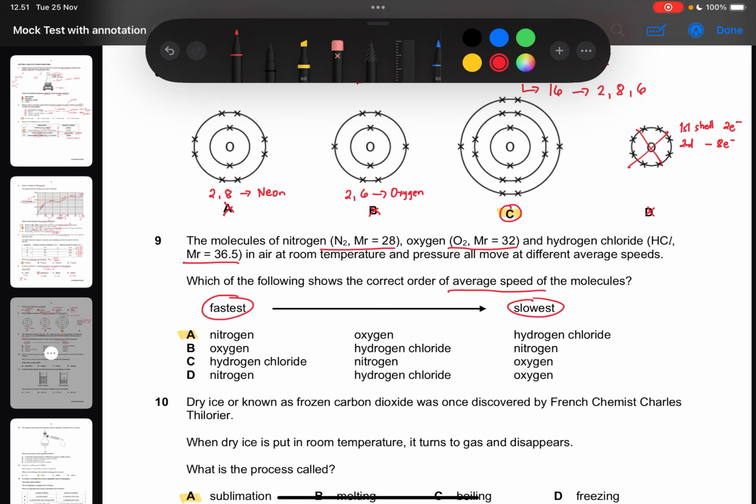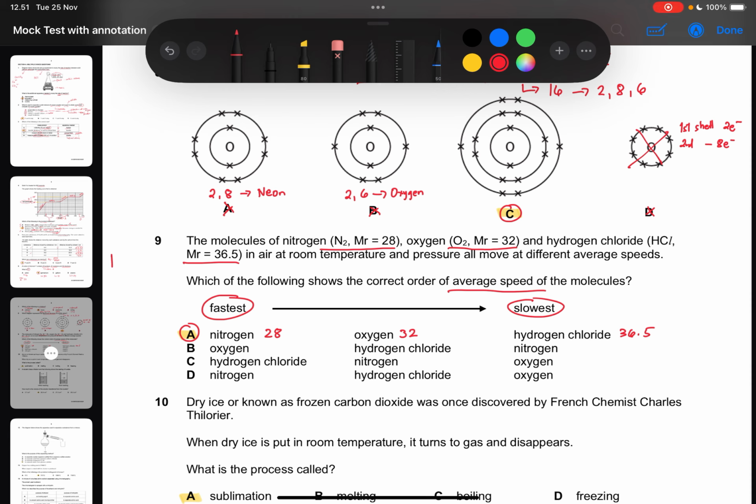Remember that the factor affecting the speed of their movement, or the way they're diffusing, is their MR. The smaller the MR, the faster it will move. So arranging from the smallest MR, it will be nitrogen, which has 28, followed by oxygen, which has 32, and HCl, which has 36.5.